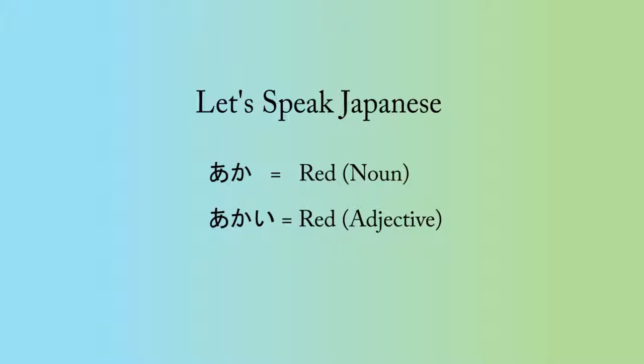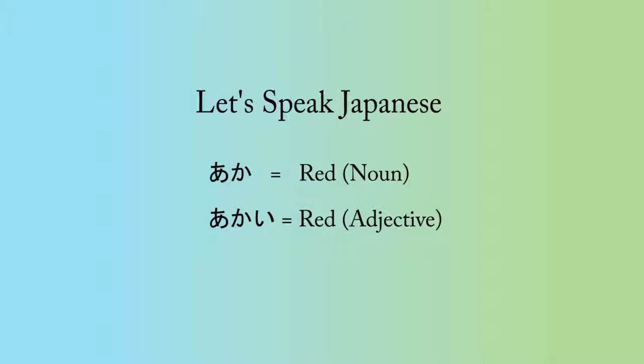Okay, so first up we have the word aka, which uses the letters a and ka and means the color red. Now this is similar to the word ao, or the color blue, which we covered in the second video, in that aka is the word for red when you use it as a noun, and akai, which uses the letters a, ka, and i, is the word for red when you use it as an adjective.